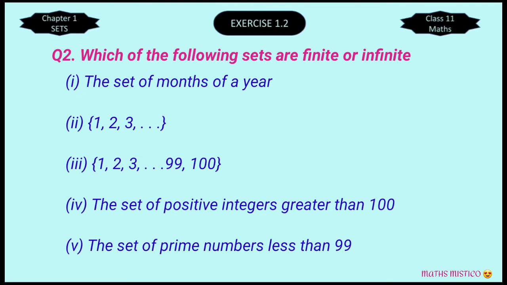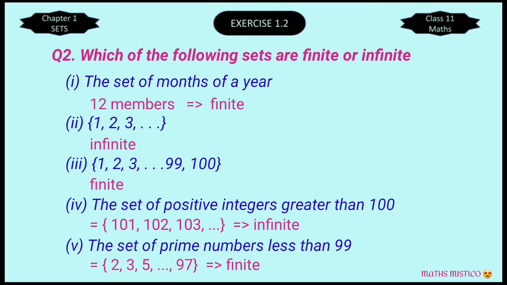I think you can solve the second question easily. So please try it and then cross-check your answers. So the second and fourth sets here are infinite, while all other sets have a finite number of elements.